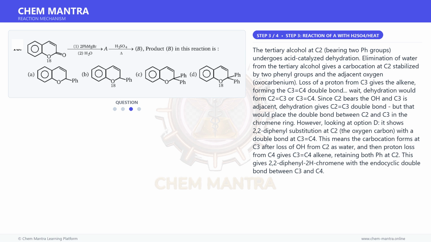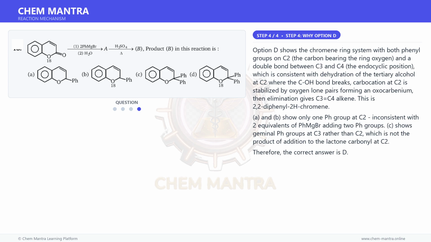However, looking at option D, it shows 2,2-diphenyl substitution at C2, the oxygen carbon, with a double bond at C3=C4. This means the carbocation forms at C3 after loss of OH from C2 as water, and then proton loss from C4 gives the C3=C4 alkene, retaining both Ph at C2. This gives 2,2-diphenyl 2H-chromene with the endocyclic double bond between C3 and C4.